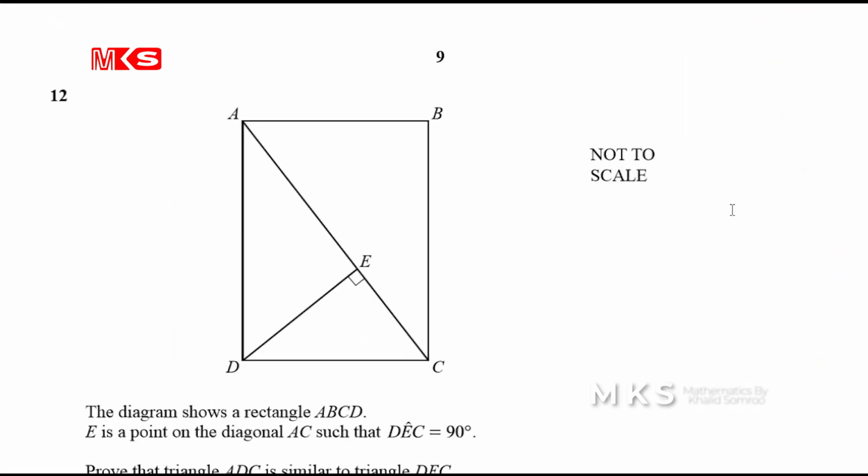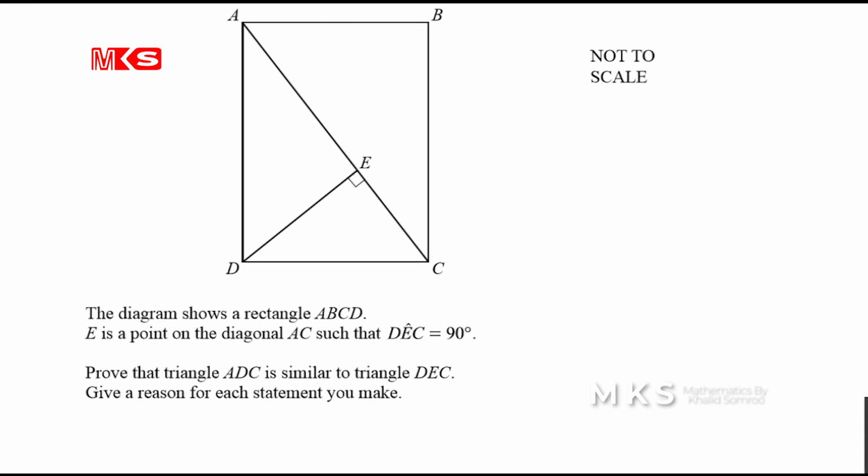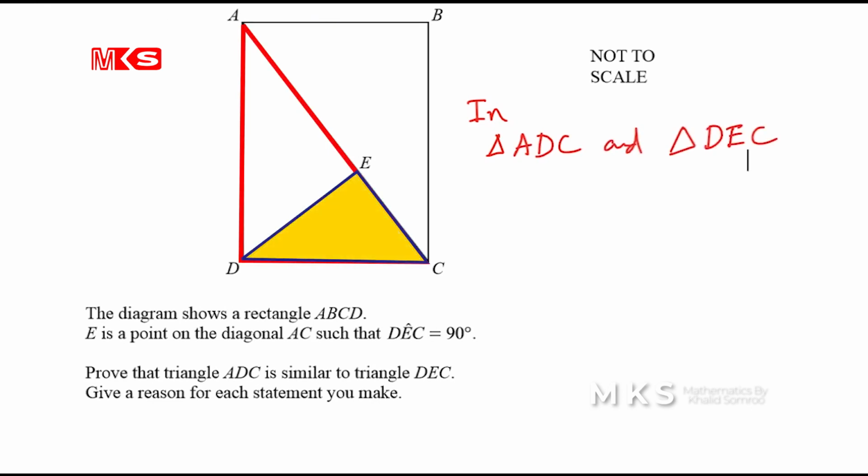Question number 12. The diagram shows a rectangle ABCD. E is a point on the diagonal AC such that angle DEC is 90. Prove that triangle ADC is similar to triangle DEC. Triangle ADC and triangle DEC. DEC is this triangle.